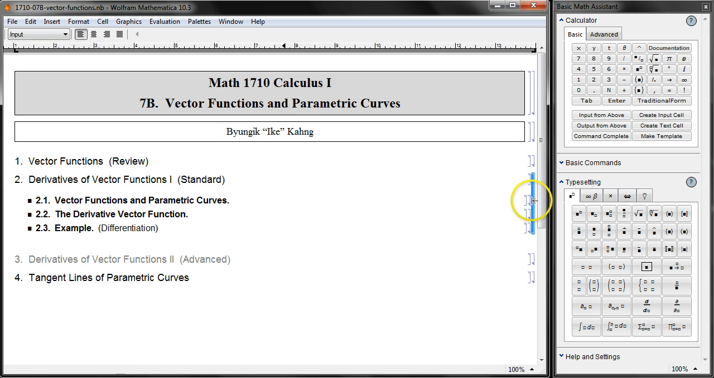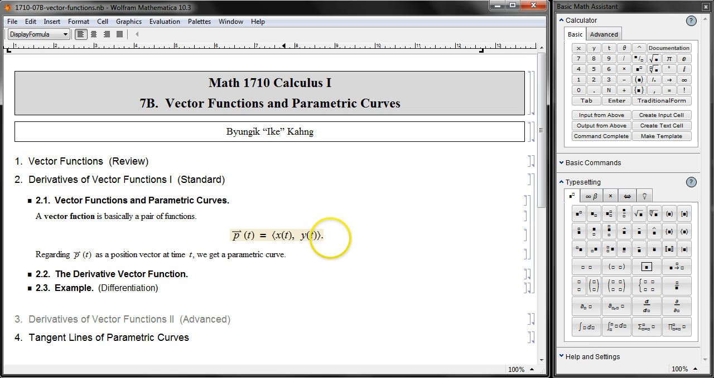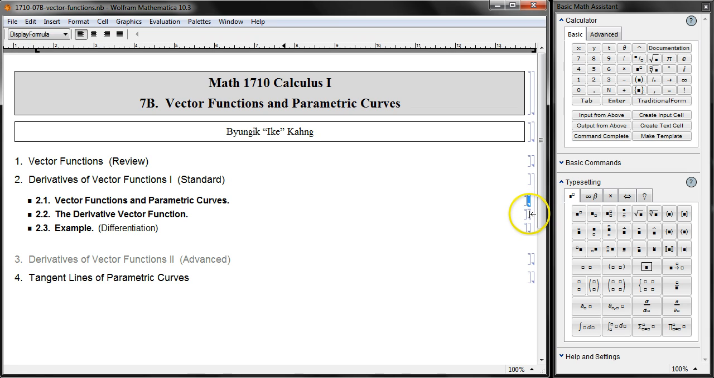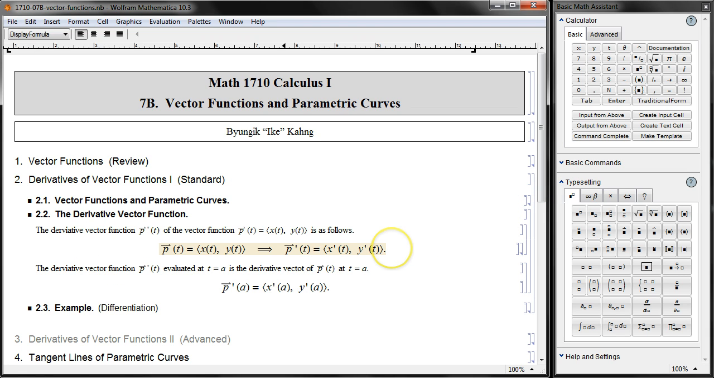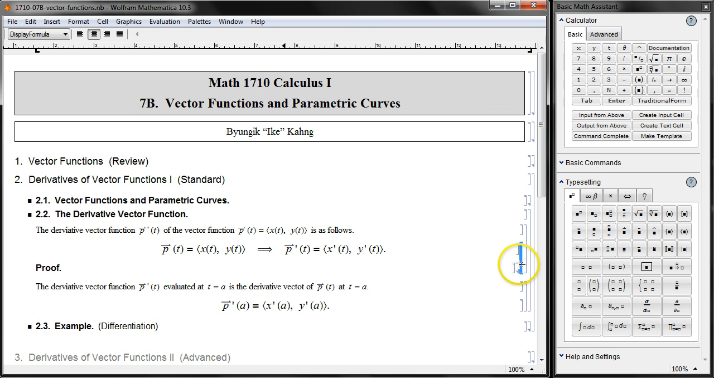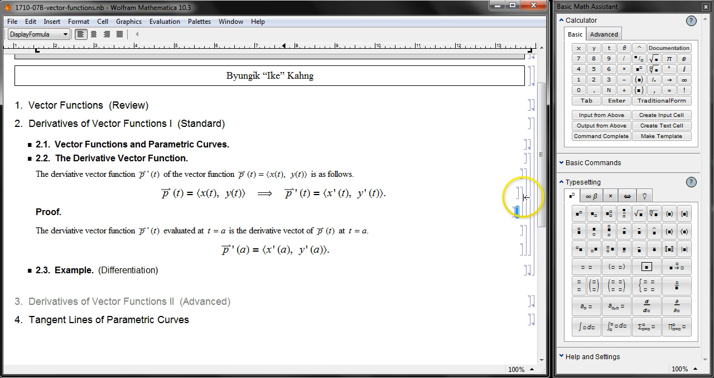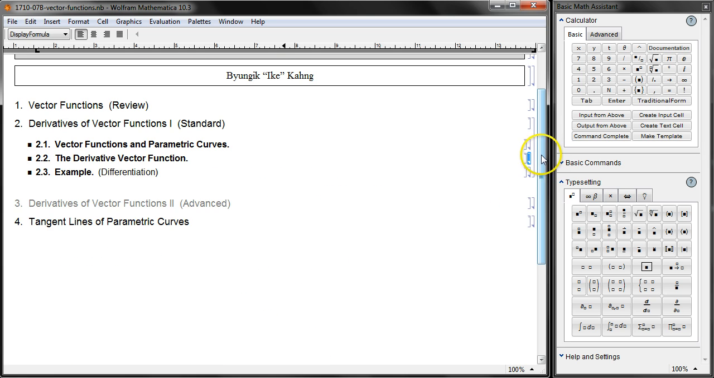Here we go. We begin with a vector function p of t, which is x of t comma y of t in case of 2D. If it is 3D, then we are going to need z of t as well. The method of computation is the same. We simply take the derivative of each component and put them together, x prime comma y prime. If necessary, z prime as well. Here are some derivations, but we are going to come back and talk about it after some example problems.